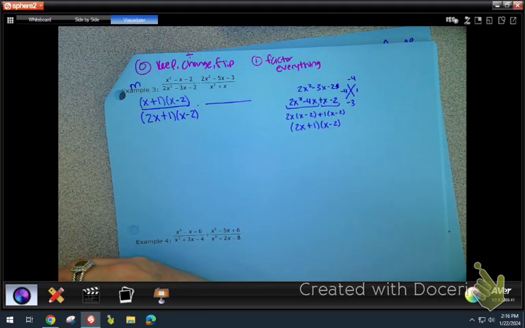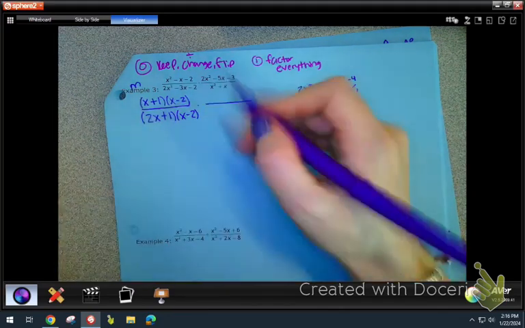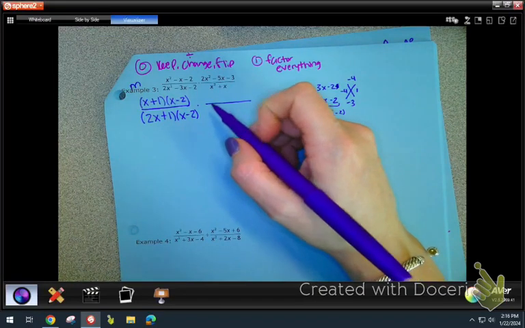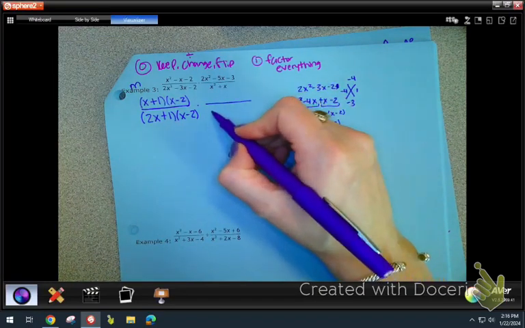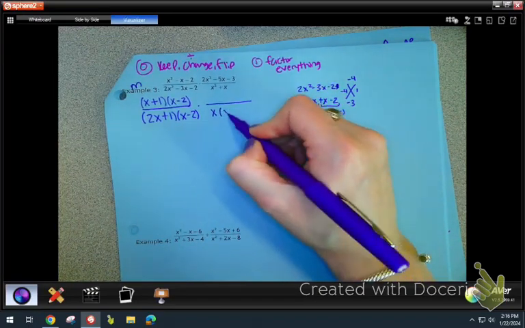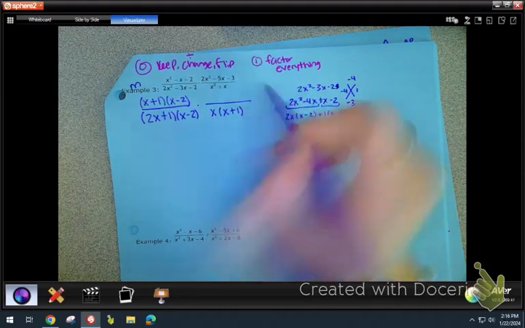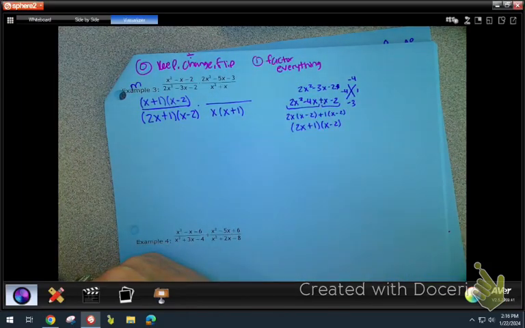How do you factor that? GCF. X times x plus 1. Okay? All right, now go factor 2x squared minus 5x minus 3. It's not easy factoring. You might need to go to the side over here. Go over there and do it.